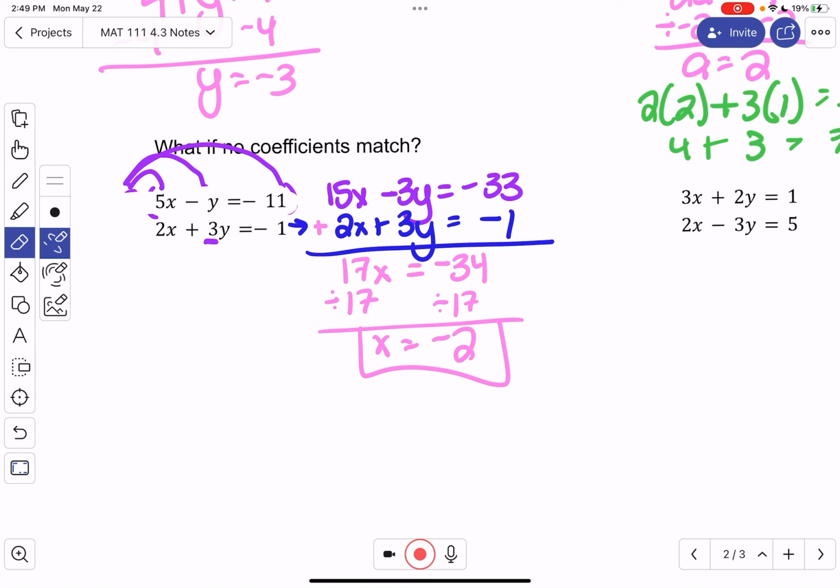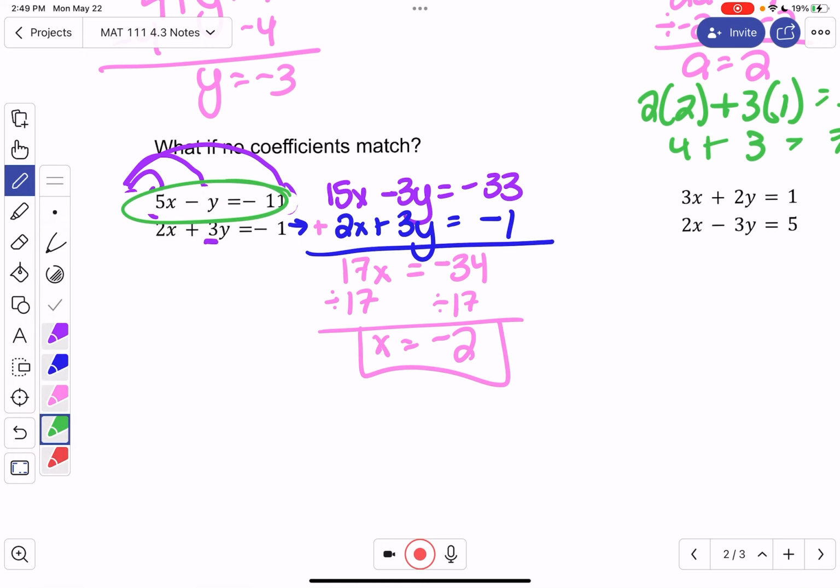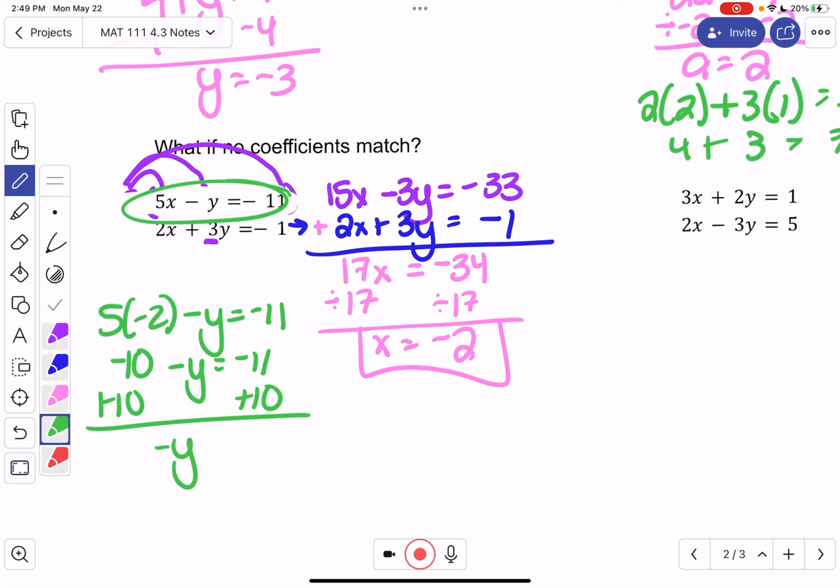Take one of my original equations and plug that in. 5 times negative 2 minus y equals negative 11. 5 times negative 2 is negative 10. Add 10 to both sides. I get negative y equals negative 1. Divide by negative 1, and I get y is positive 1.